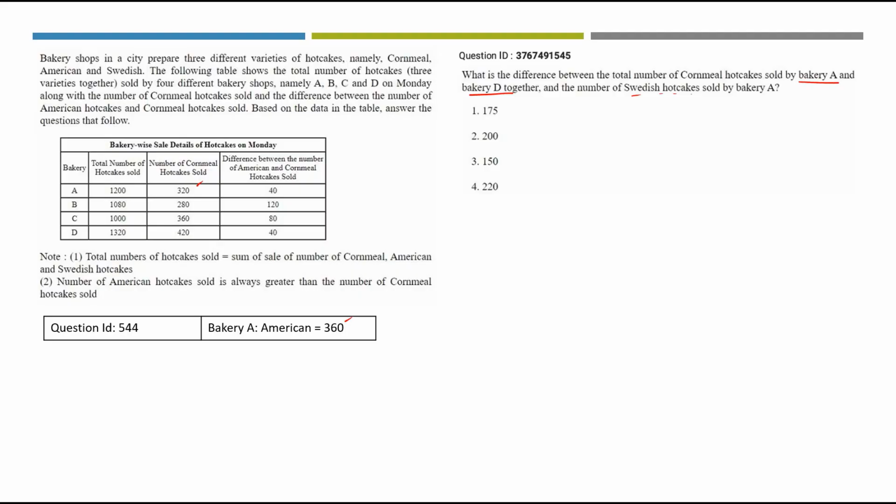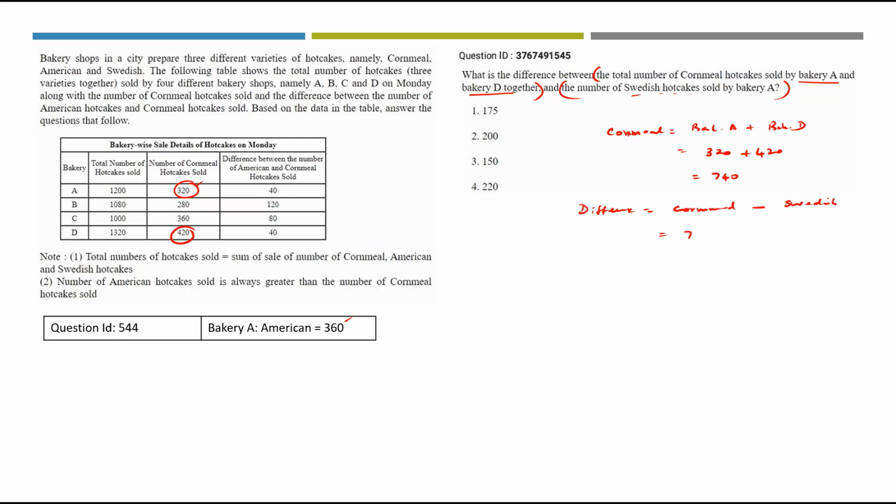The difference between the total number of cornmeal hotcakes sold by bakery A and bakery D together. So for getting the number of cornmeal, you have to add bakery A detail and bakery D detail. So what is bakery A's cornmeal count? It is 320. What about bakery D's cornmeal count? It is 420. So adding these two, we will get 740 altogether. This is one value and this is the other value. Difference is asked between the cornmeal number minus Swedish number.